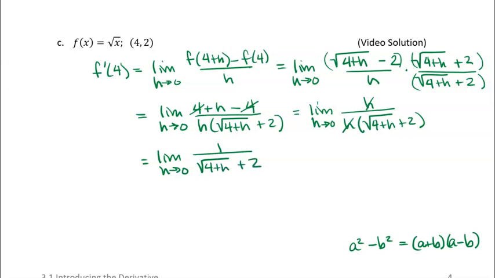All right, now I can just do a direct substitution. And I get 1 over the square root of 4 plus 0, right? So that's just 2 plus 2, which is 4. All right, that's cool. So we have the derivative at 4. That is the derivative at 4, and that is the slope of the tangent line to this function square root of x at 4 comma 2.